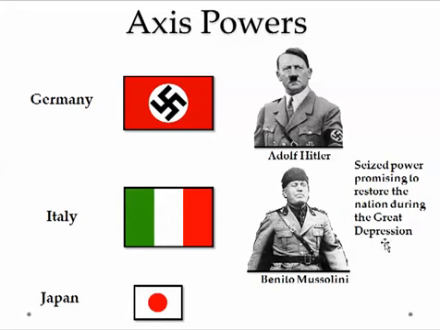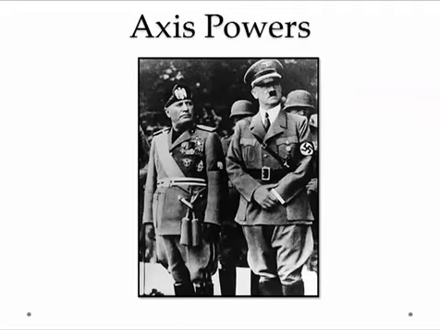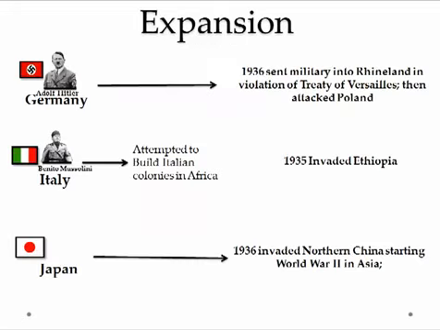These expansionist policies, because of the Great Depression, are going to cause World War II to occur. Here's Benito Mussolini of Italy and Adolf Hitler of Germany together, working together in their purpose, and we're going to talk about that in a few moments. So expansion was the real culprit that caused World War II. Expansion was a reaction to how those countries were being hurt by the Great Depression.